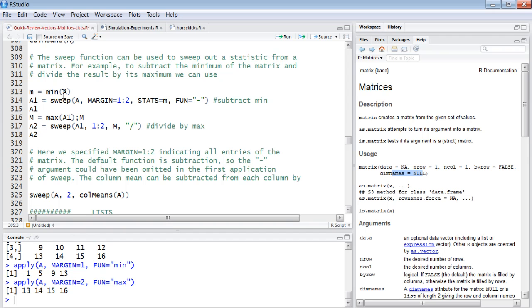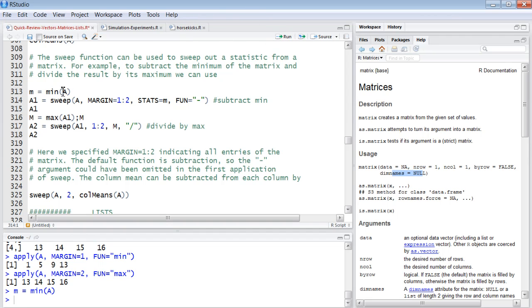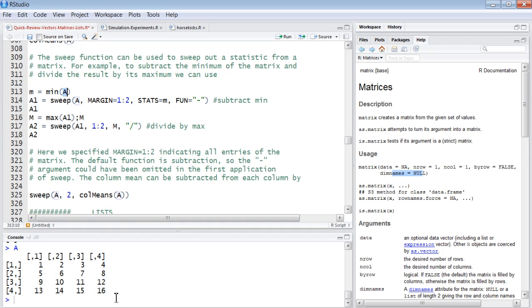For example, here, if we take the minimum of A and store that in M, and take a look at M, M's 1. And then here we're saying sweep A, both rows and columns, by this value 1, and the function subtract. So you're saying subtract 1 from all of A. Remember what A looks like now, it's just 1 to 16, right? So if we sweep it with this, it will subtract 1 from every element. So now it's 0, 1, 2, 3 to 15.